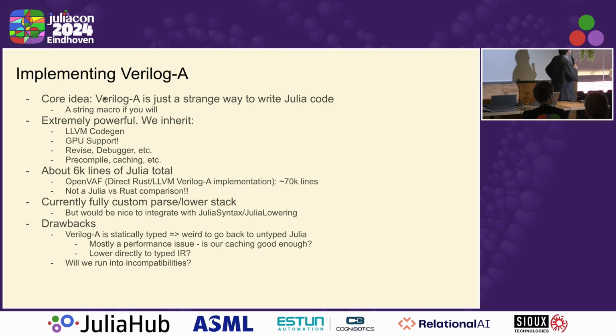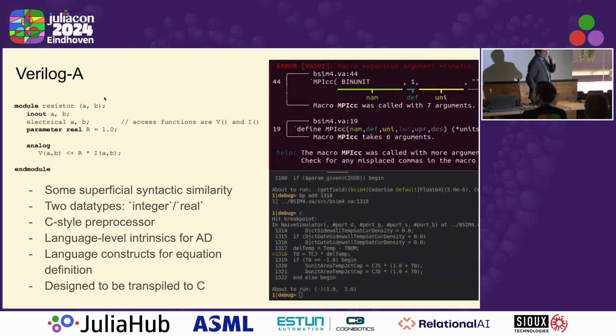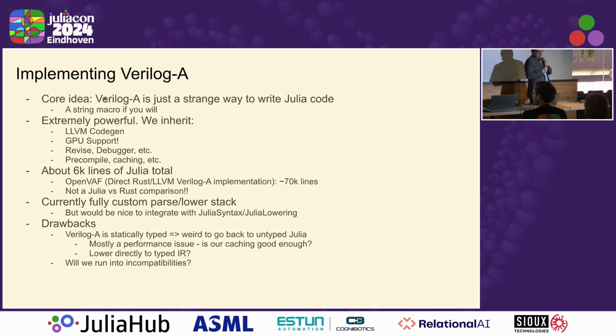And I know I'm out of time, so I'll go through this quickly. Basically, the core idea here is that we think of Verilog-A as just a very weird way to write Julia, or a string macro. So basically, we have a custom front end, but after lowering, it emits lower Julia IR, and you get a lot for that. You get LLVM codegen, you get GPU support, you get Revise working, you get debugger. Debugger screenshot on the previous slide. You get precompilation, you get caching, and you get all of this in about 6,000 lines of Julia.